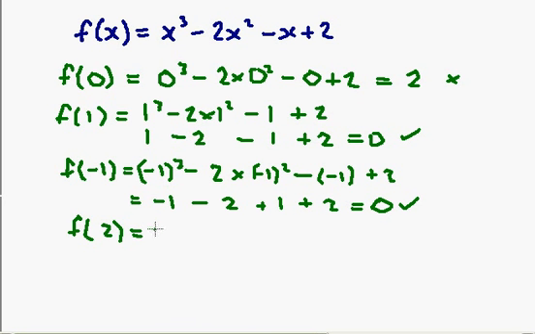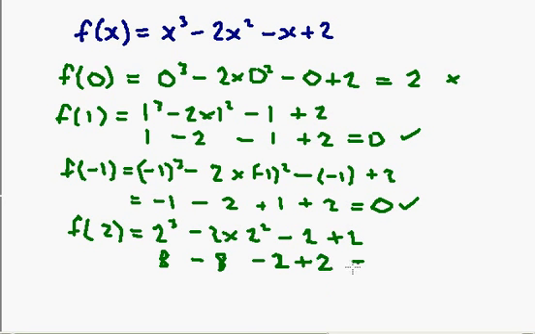So f of 2 is 2 cubed, take away 2 times 2 squared, take away 2, plus 2. 2 cubed is 8, 2 times 2 squared is 8, take away 2, plus 2, which is equal to 0. So x equals 2 is also a solution. So what I've done is I've found all 3 solutions by using this substitution method.